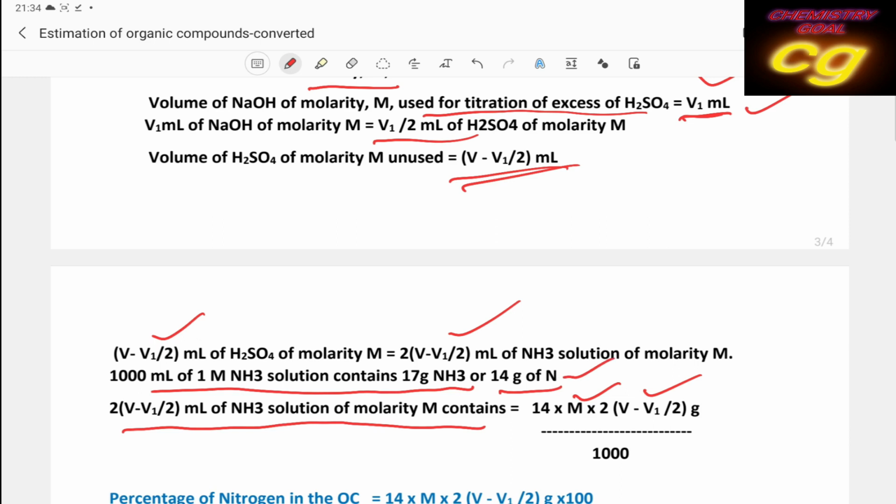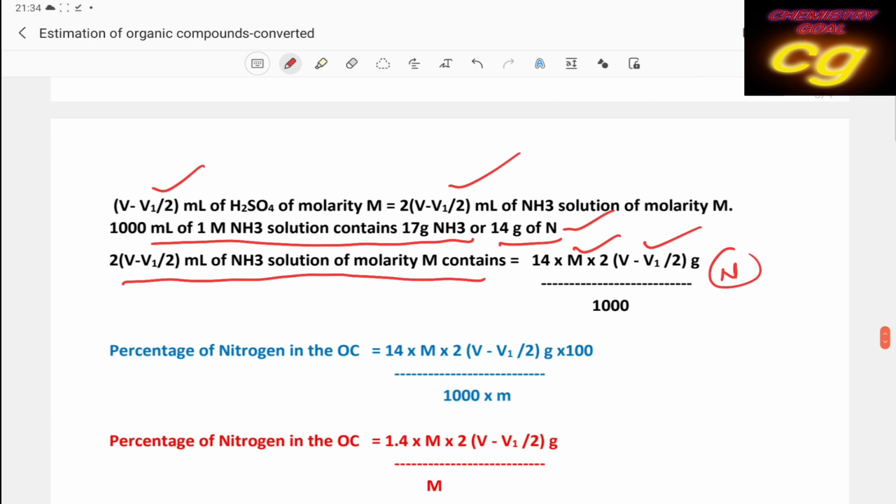So 2 into V minus V1 by 2 mL of ammonia will be how much? Same: 14 into M into 2 into V minus V1 by 2 by 1000. So this is the mass of nitrogen, since the ammonia of molarity M contains this much nitrogen. Then what is the percent of nitrogen?